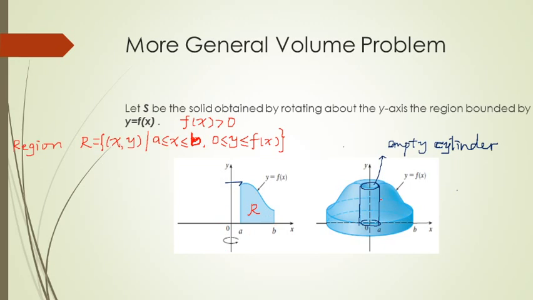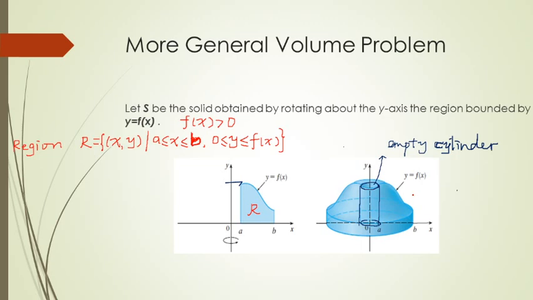Then we obtain the solid, but the inside part is empty, and the solid looks like a cylinder, right? Cylinder. So that is the solid. Try to imagine the solid in 3 dimensions. Then how can we evaluate the volume of this solid? We are going to use the shell method.